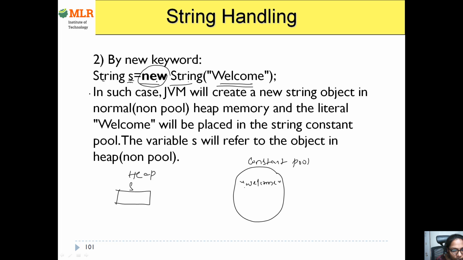For example, if the welcome value's address is 1000, this 1000 value will be stored in s. So s directly will not contain the value, it will just point to this value. Point in the sense it contains the address where the value is stored. So that is the purpose. Even if I use the first method or the second method, the values will be stored within the constant pool only. But if I use the first method, simply a reference will be created. But if I use the second method, a variable will be created within heap, and that will point to the value which is available in the string constant pool.